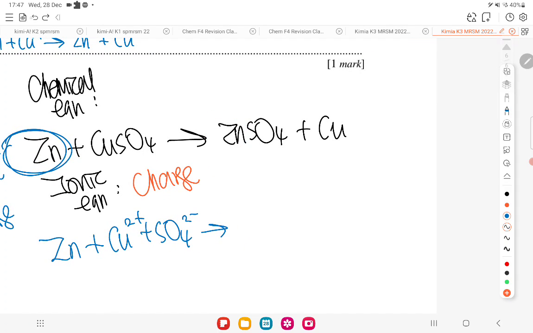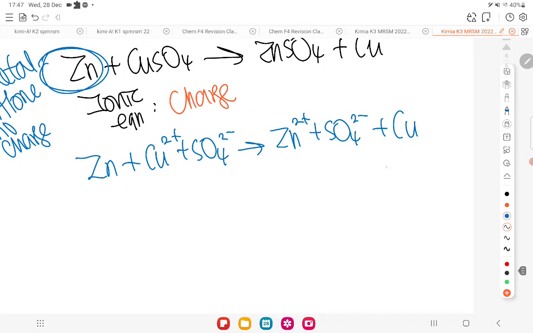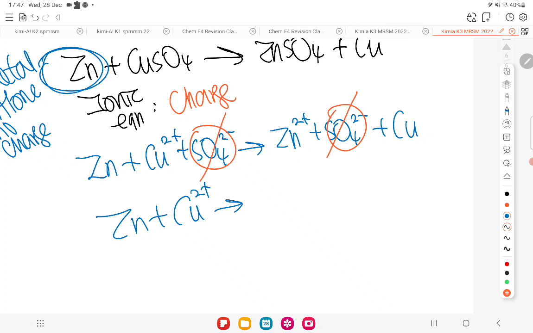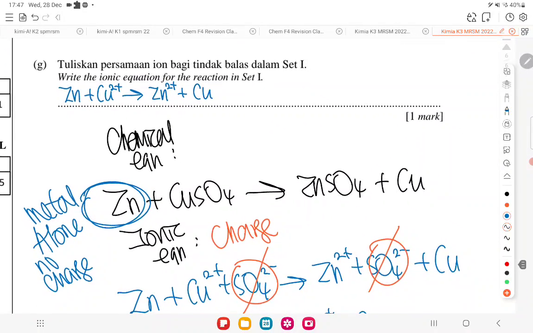So the zinc is a metal, it combined with something else. When metal is combined with something else, got charge, Zn2 plus. Sulfate, SO4 2 minus. So the copper here is not Cu2 plus. Why? Because this copper is a metal that comes alone. When the metal is not combined with anything, it has no charge. Then you compare the left and right. Anything the same, you cut. So the SO4 2 minus, SO4 2 minus, you cut. That's it. After you cut, the remaining answer: Zn plus Cu2 plus become Zn2 plus and Cu. This is the final answer for your ionic equation.